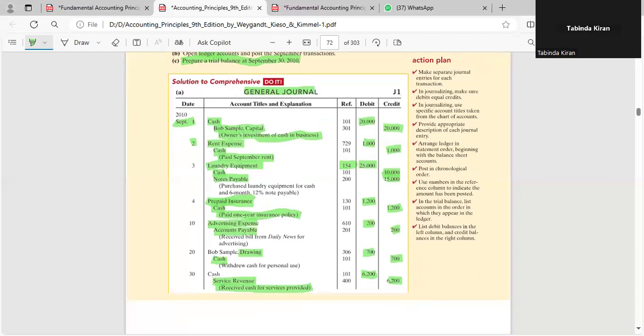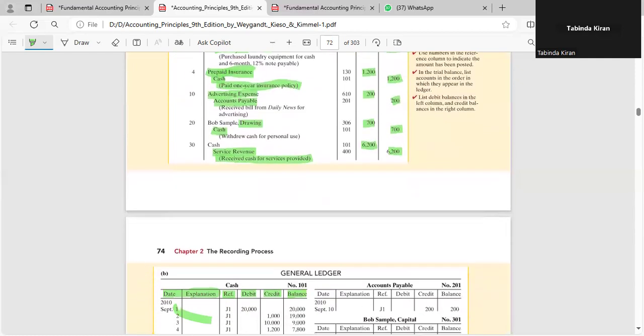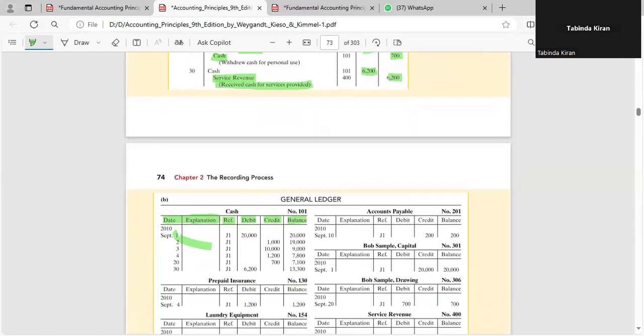Now if you see in the very first transaction, cash is being recorded as debit. So in the very first transaction, we are going to place it on the debit side. In all other transactions, like in rent expense, cash is being paid, so we will record it as credit. Let me show you once again. Okay, so you see the cash general ledger over here, the cash ledger.